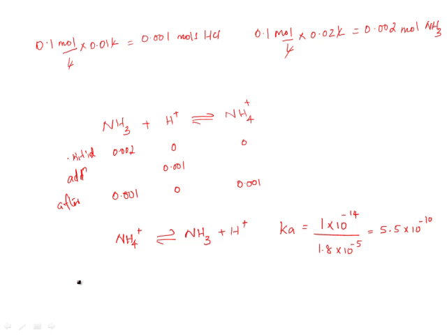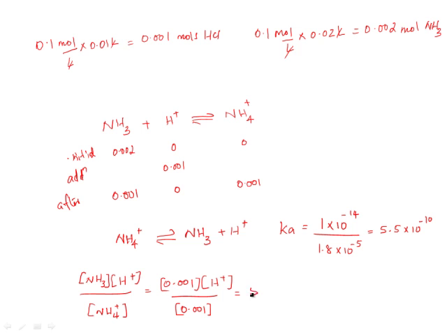So the Ka expression is the concentration of NH3 times the concentration of H plus, divided by the concentration of NH4 plus, which should be written as: NH3 is 0.001, H plus is the same as Ka, and NH4 plus is also 0.001, equal to 5.5 into 10 to the power negative 10. So once again those two will go away. H plus is the same as this.